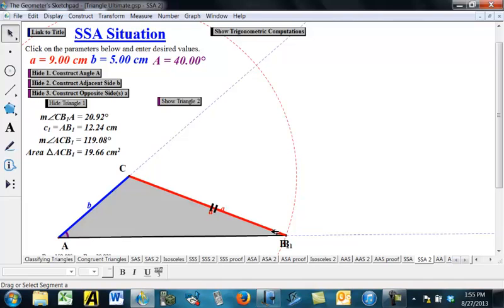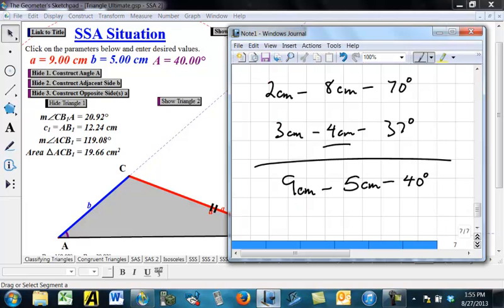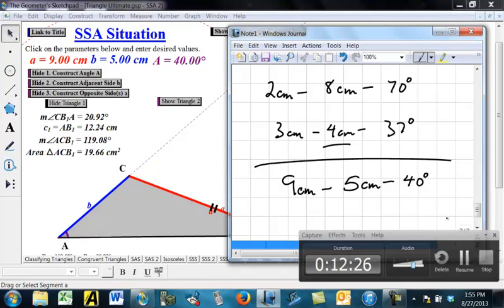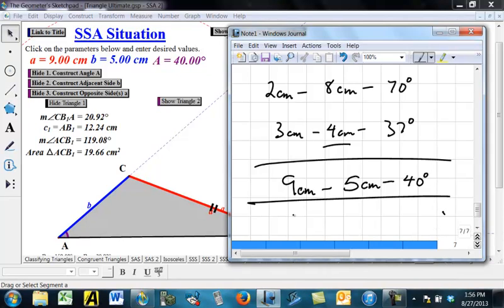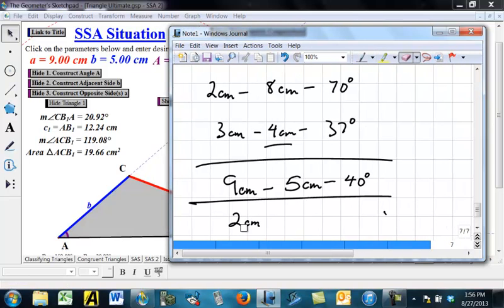Okay, let's try another one. This time let's let 3 centimeters be the adjacent side, 6 centimeters be the opposite side, and let's go for 30 degrees. Let's try that one. See if you can work that one out now. Okay, press pause now.